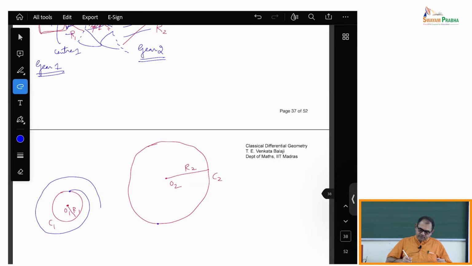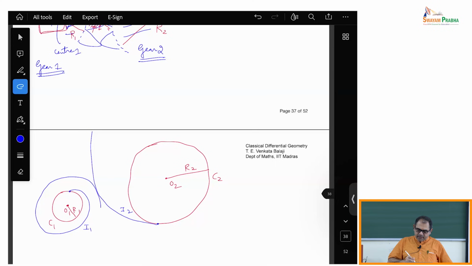Let me draw an involute so that it is going to touch this involute. Okay, this is the involute of the second circle. So you see, the involute is drawn by unwinding or winding a string on the circle, keeping a point fixed. I1 is the involute of C1, and this is I2, and they meet at this point, which is, let us say, P, point of contact.